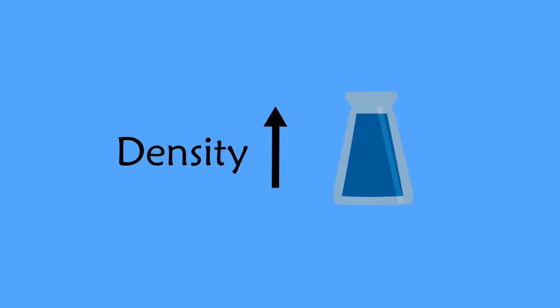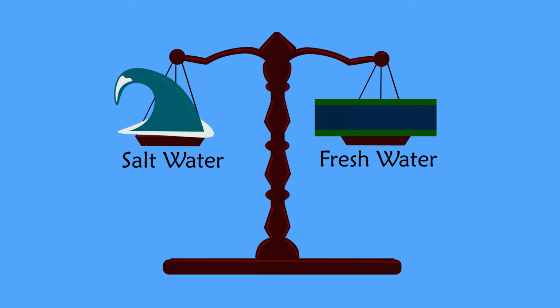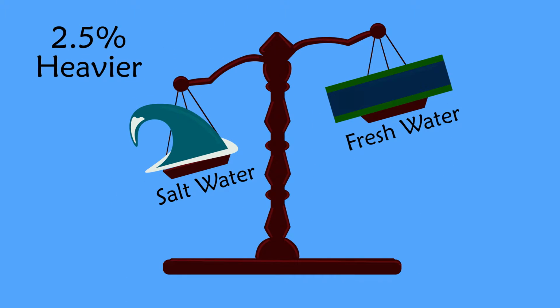This also holds true when a chemical compound is dissolved. For example, quite a lot of salt can dissolve in water without increasing the water volume. The process increases the density of the chemical mixture. This is the reason salt water is about 2.5% heavier than fresh water.